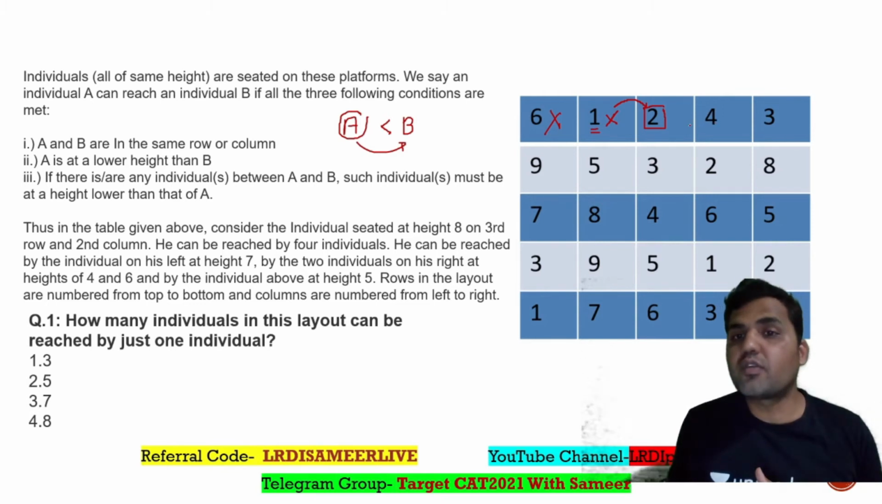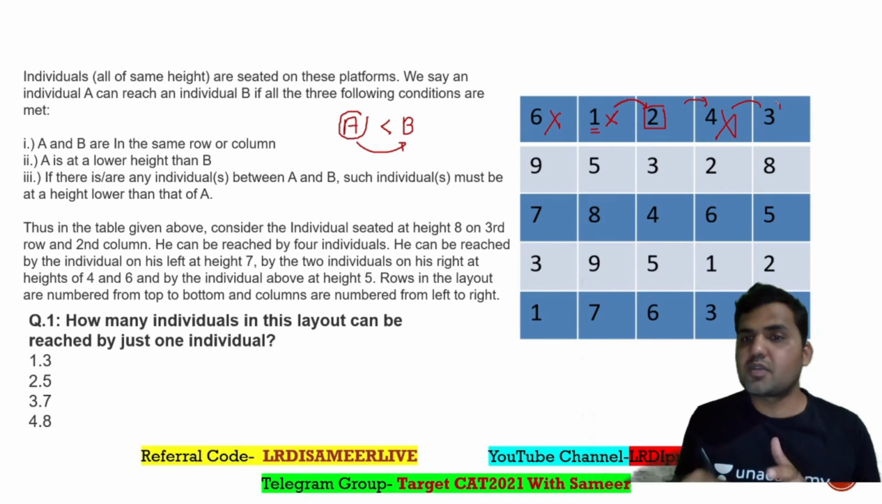If you look at 4, it can be approached by 2, and also by 3. So this is not supposed to be counted. If you look at 3, it cannot be approached by 4. 3 cannot be approached by 8 also. So 3 cannot be approached by any of the individuals, right?